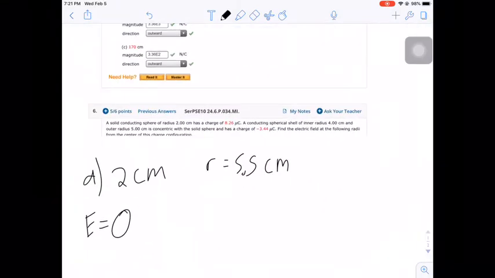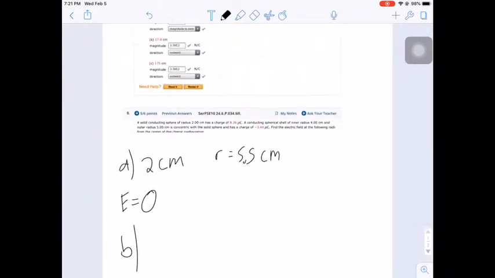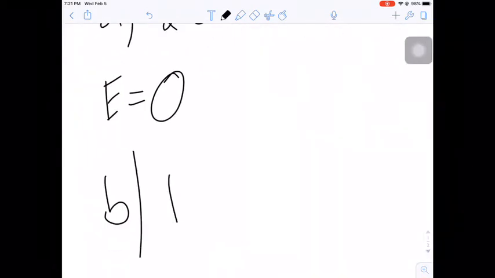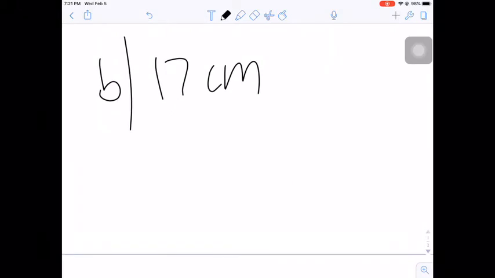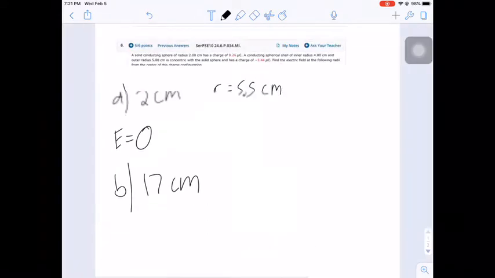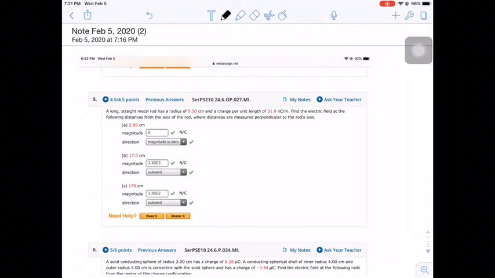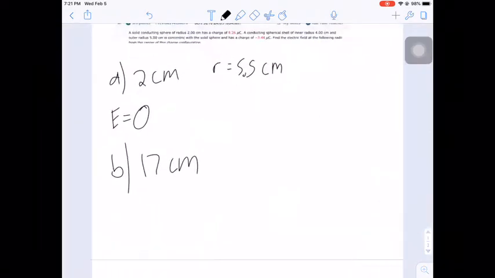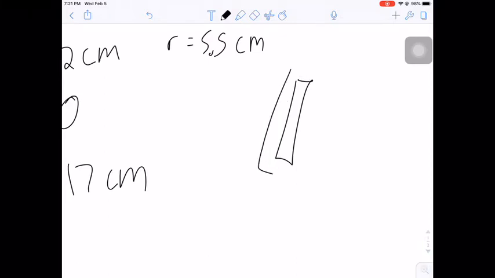So just remember that. For B, we see that there's 17 centimeters. For this part, it's important to remember, as we found in one of the labs that we did, that the electric field is directly proportional to the charge density and inversely proportional to the radius of the Gaussian surface. For a rod, our Gaussian surface is basically a cylinder.